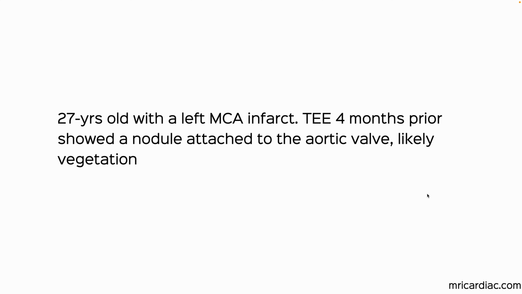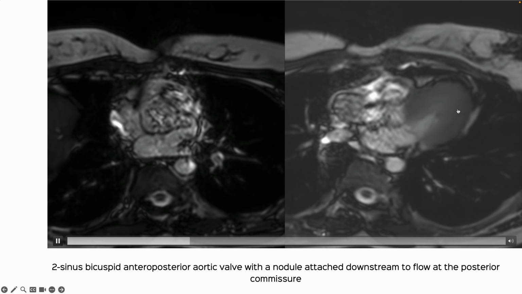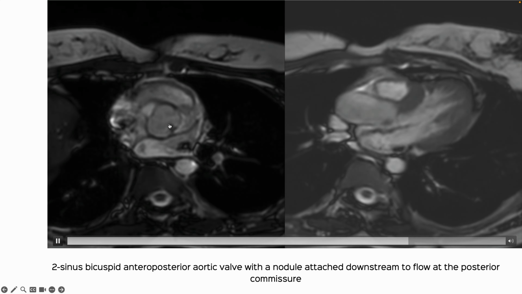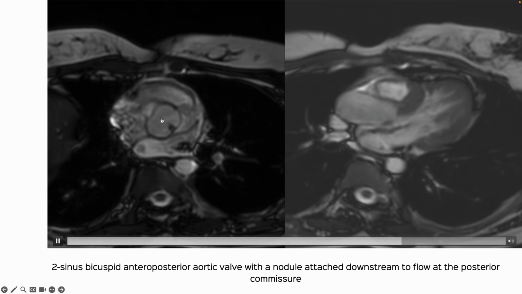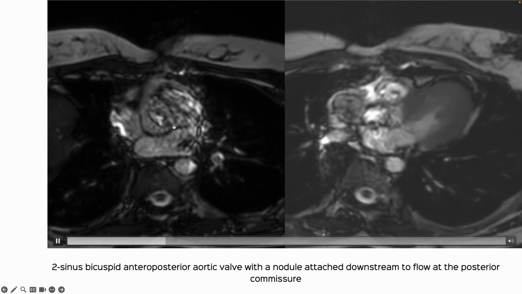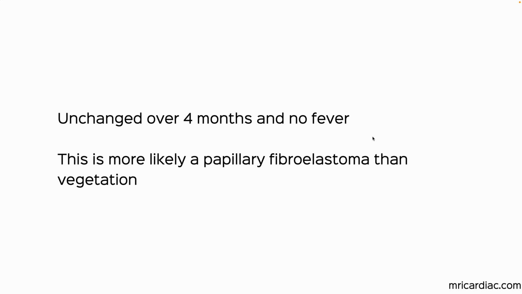Now, this is a 27-year-old with a left MCA infarct, and a TEE 4 months ago showed a nodule attached to the aortic valve. And you can see this is a transaxial and this is a 3-chamber. On the transaxial, there is a 2-sinus bicuspid anteroposterior aortic valve, and at the posterior commissure, you can see this nodule, much better appreciated on the static images, which is consistent with the finding that was described on the TEE, which is 4 months prior, with no significant change in size.